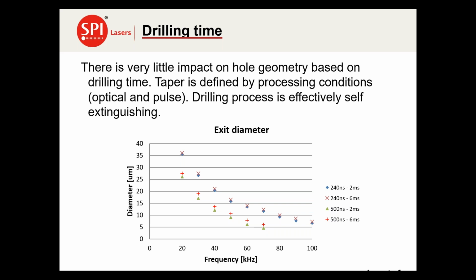This is shown here by the red X's and the blue diamonds, for example. This is the 240 nanosecond pulses operated for 2 milliseconds and operated for 6 milliseconds. So 6 times more energy was put into these particular holes with the blue diamonds, but exactly the same entrance diameter was achieved. And the same is true for the 500 nanosecond pulses. So you can over process and it shouldn't impact the quality of your holes.